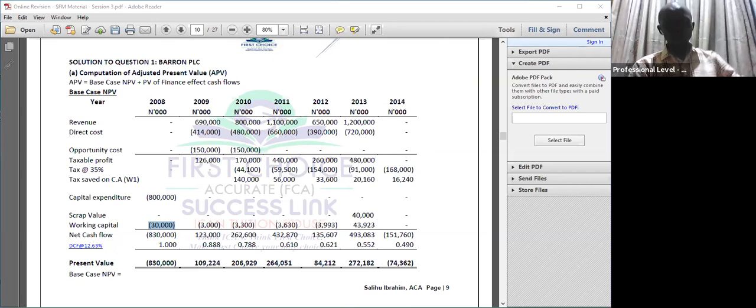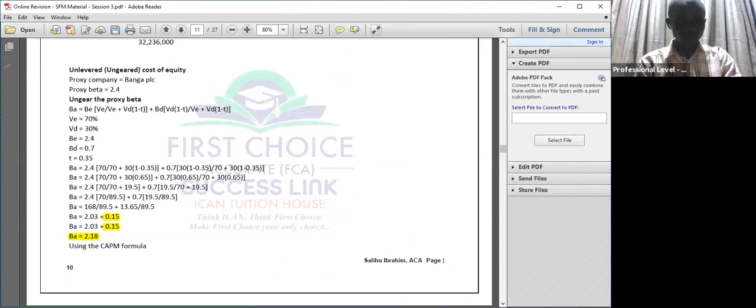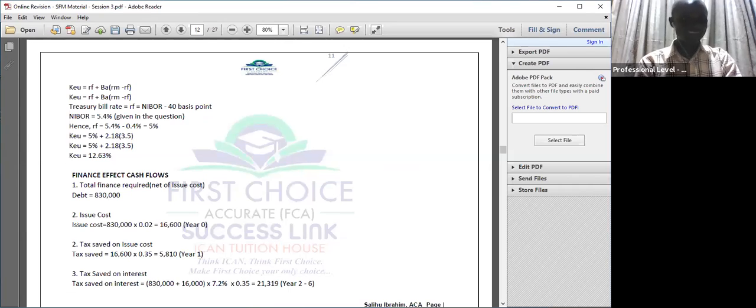Okay, we are doing it for the first time. The first year working capital is going to be part of the finance you need. Do you understand? It's part of your finance requirement. And look at it, the question says we are going to finance that project entirely by debt. I believe you can see from there.